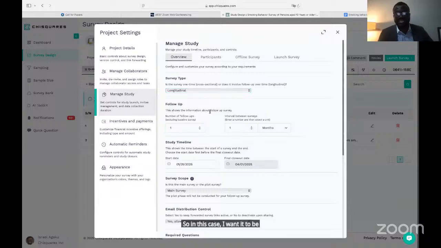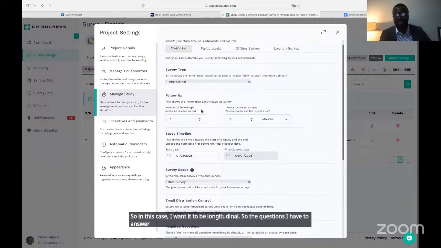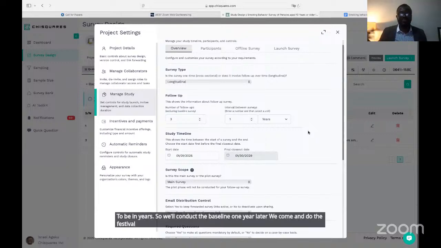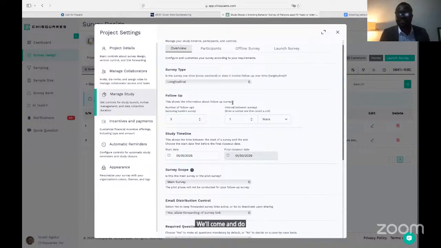So the questions I have to answer are, how many follow-ups do I want to include, excluding the base survey? So there's a baseline and then follow-ups. In longitudinal studies, the first one we conduct is called the baseline, well, because it's setting the baseline, and every other thing is called follow-up. So in this case, I might say I have 3 follow-ups I want to conduct, and the interval between follow-ups, let's say I want that to be 1 year, to be in years. So we'll conduct the baseline, 1 year later, we come and do the first follow-up, 1 year later, we come and do the second follow-up. However, it can be whatever you want to set it up as.